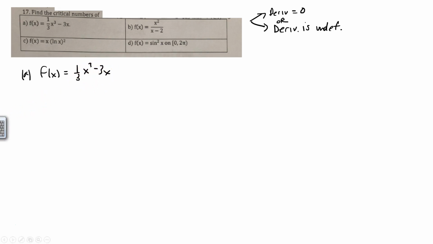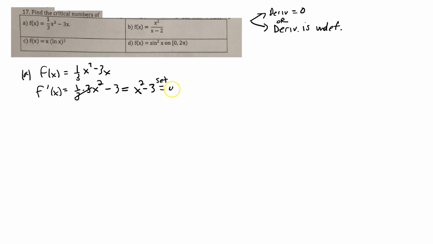It's a polynomial. It's defined everywhere. Its derivative will be a polynomial, and that will be defined everywhere. Keep the 1/3, bring down the 3, and take away 1 from the exponent to get the new exponent. The derivative of minus 3x is just a minus 3. These guys cancel, and you're left with x squared minus 3.